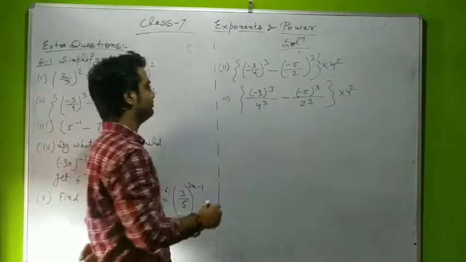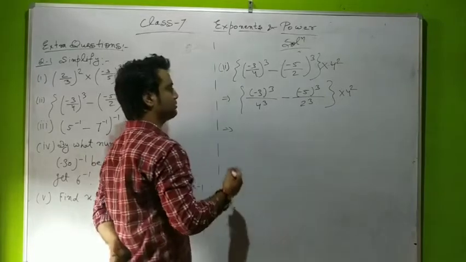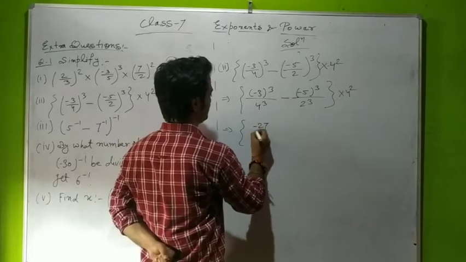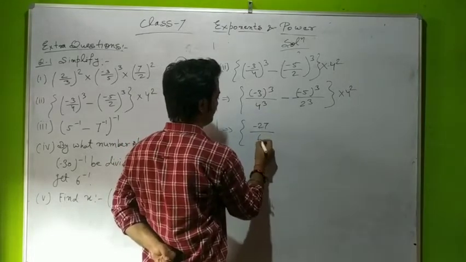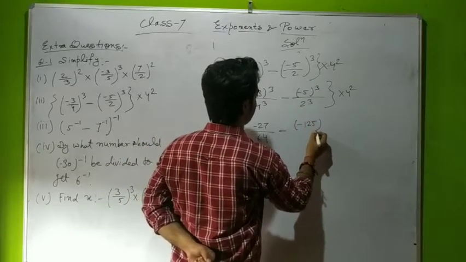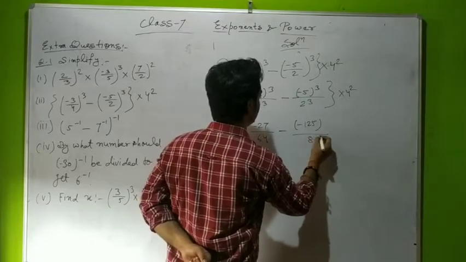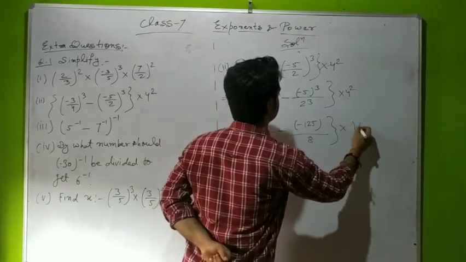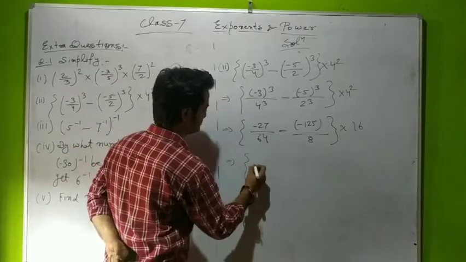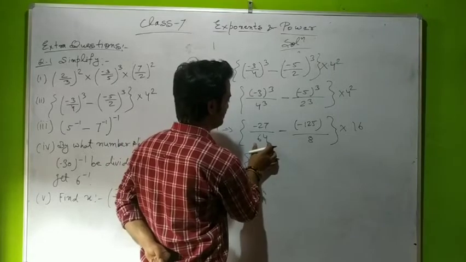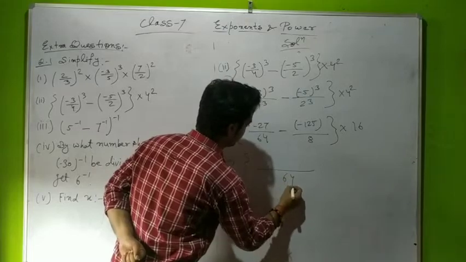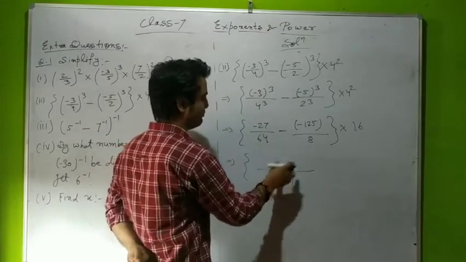Okay. Now minus 3 cube means what? Minus 3 multiplied 3 times. So we can directly write it as minus 27, and value of 4 cube is what? 64. Minus 5 cube means what? Minus 125, and 2 cube is what? 8. 4 square is 16. Now in our next step, we will take the LCM of 64 and 8. So it will give us 64 again. Now we have to do the subtraction.